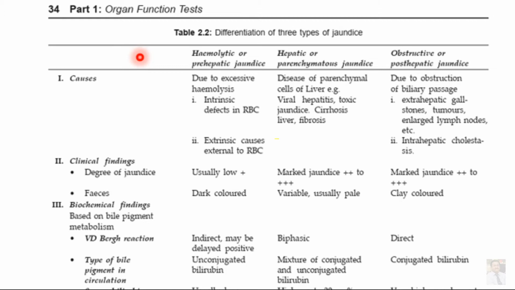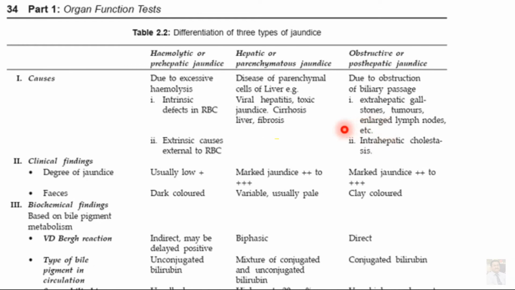Number one, the causes. Why does the first type, hemolytic or prehepatic jaundice, happen? Due to excessive hemolysis. Why does excessive hemolysis happen? There are defects in the RBC, intrinsic causes, or causes external to the RBC. The second one is hepatic, disease of parenchymal cells and liver. Examples: viral hepatitis, toxic jaundice due to drug toxicity, cirrhosis of the liver, and fibrosis. And due to obstruction of the biliary passage: extrahepatic gallstones, tumors, enlarged lymph nodes, and so on, and intrahepatic cholestasis. All three are covered in this category.